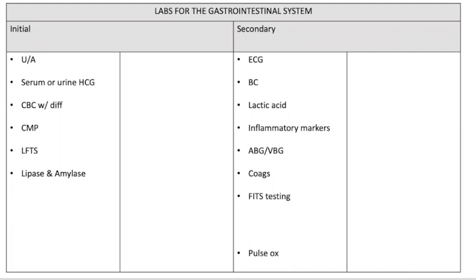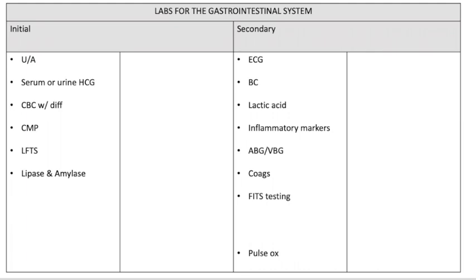And then your lipase and amylase. These need to be significantly elevated, greater than 3 times the upper limit of normal. Serum lipase is actually preferred to amylase, and they do have similar sensitivity and specificity, but lipase levels remain elevated for a longer period of time, up to 14 days versus 5 days for amylase. Lactic acid is elevated in acute mesenteric ischemia. The exact level depends on the severity of that ischemia.